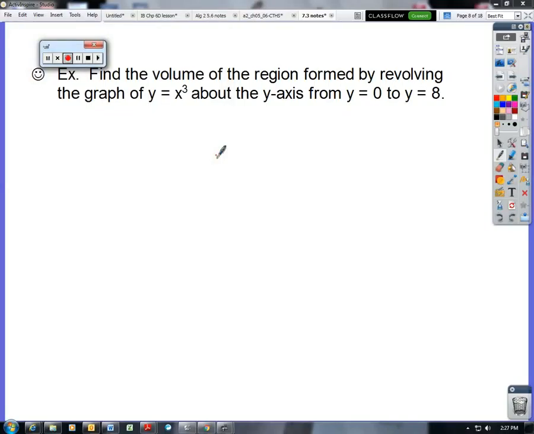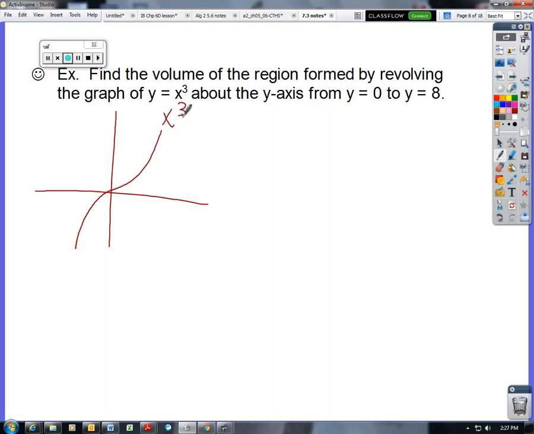So this is Calculus 7.3, and we're just going to do 3 examples because that's all we got to today. And this is the first one. So of course what you have to do first is graph it. And we're graphing y equals x cubed about the y-axis. So this is going to rotate over here.